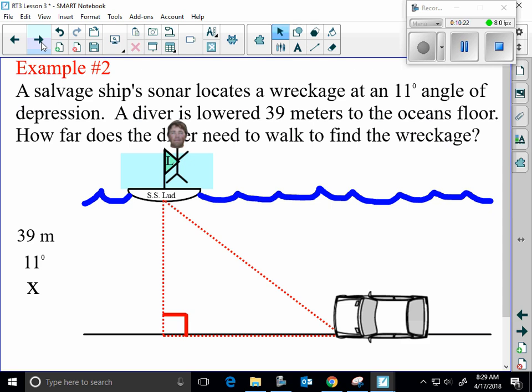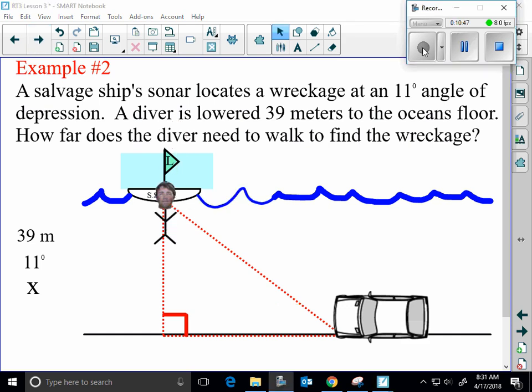Okay, so first thing I want you guys to do is consider this. This is angle A. This is angle B. This is angle C. I want you to talk to a neighbor and decide which one is the angle of depression. Which one is the angle of depression? Take 30 seconds.